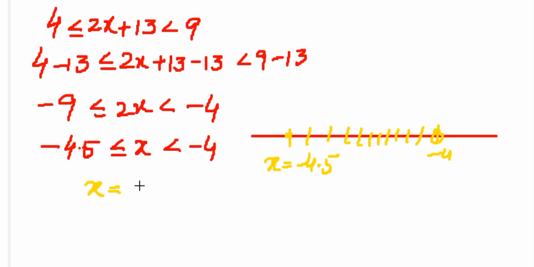I think I have a mistake here. When we divide by 2, this will become minus 2, sorry. Yes, now the integers that satisfy this interval, these are the two integers, one is minus 3 and the other is minus 4 here.